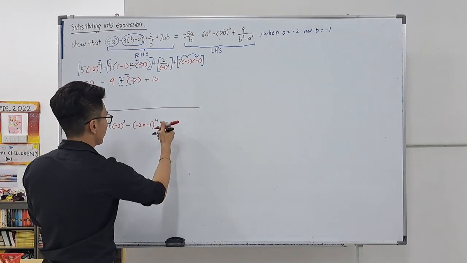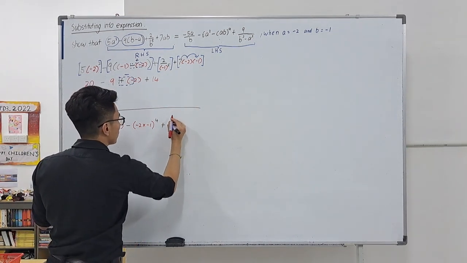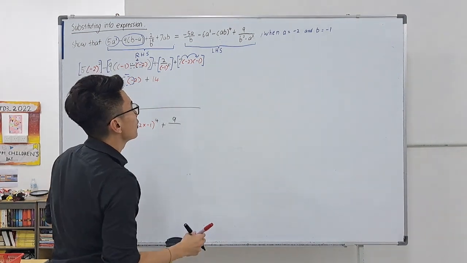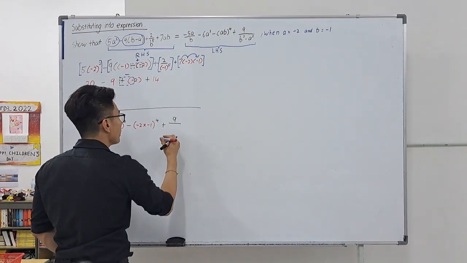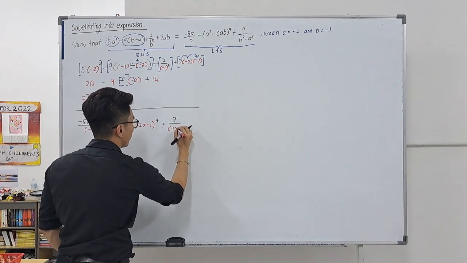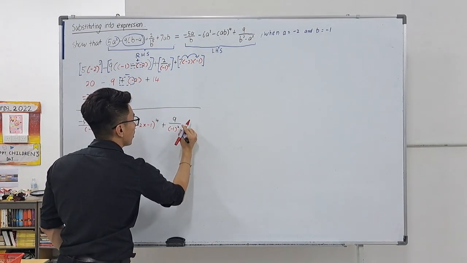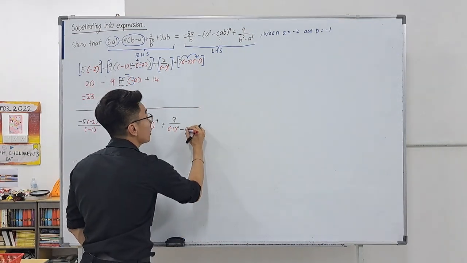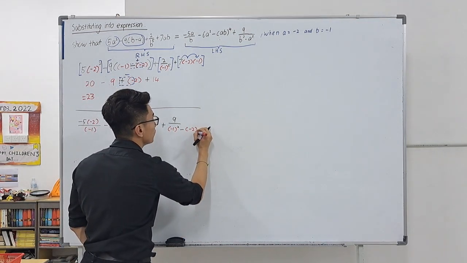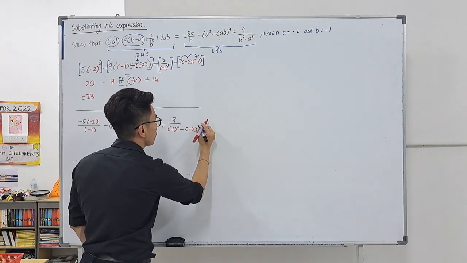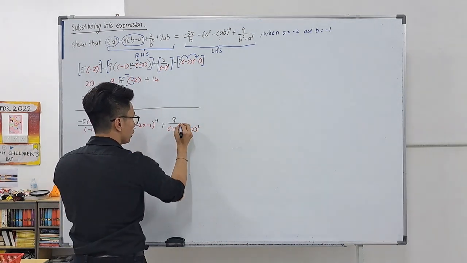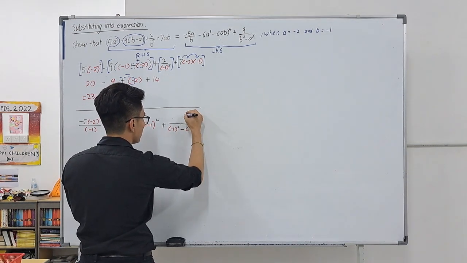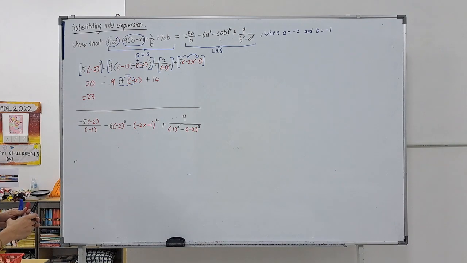What else do I have? Plus 9 over b squared minus a cubed. So b squared, that's negative 1 squared. So let's write back our negative 1 squared minus a cubed. A, that's going to be my negative 2 to the power of 3. Now let's draw this longer, and let's put this in the middle so it looks much more neat. Alright, and we are done.